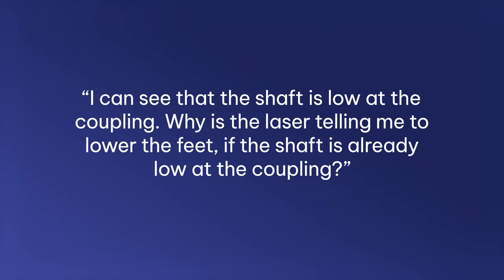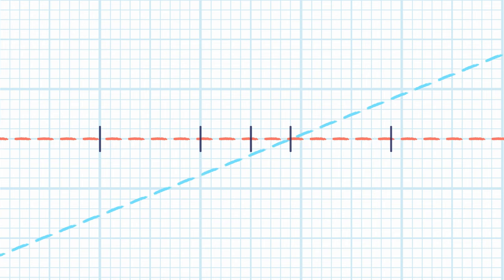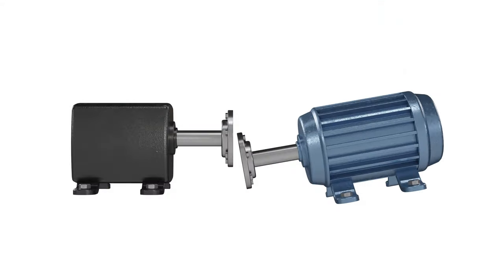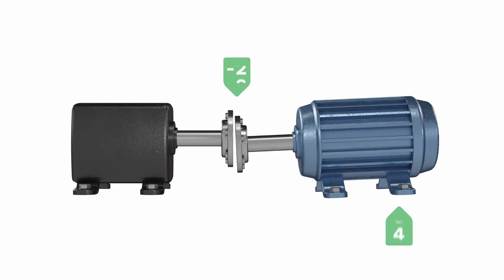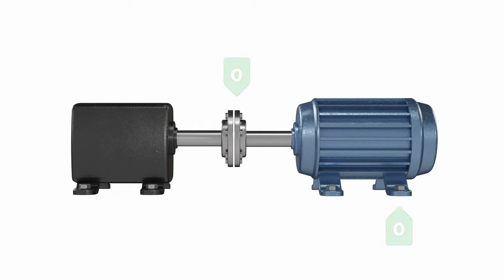At this point, we might hear an aligner ask, "I can see that the shaft is low at the coupling. Why is the laser telling me to lower the feet if the shaft is already low at the coupling?" Careful examination of this graph provides the answer. Since we induce the angular misalignment by adding 20 thou to the back feet, the only way to correct the misalignment is by removing 20 thou to lower the rear feet.